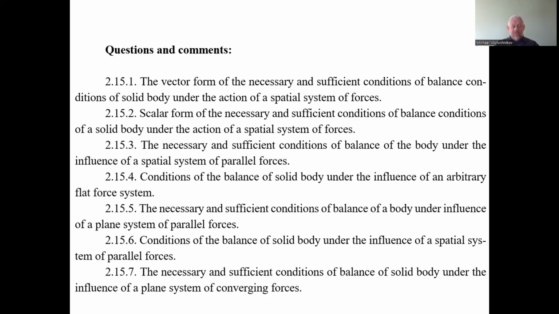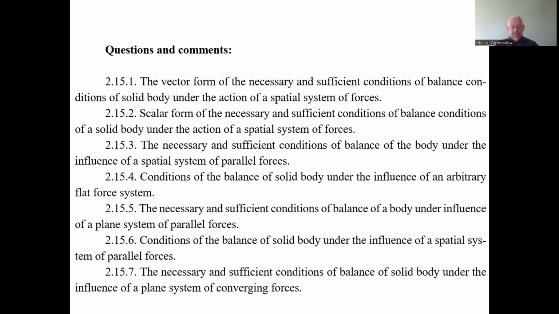Conditions of the balance of a solid body under the influence of the spatial system of parallel forces. Okay, it's about the same question as the previous one. And the necessary and sufficient conditions of balance, this is the last question.